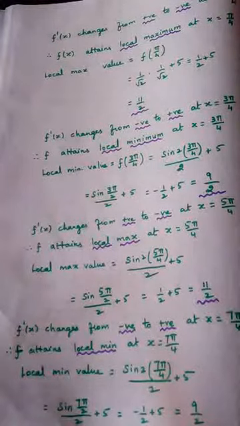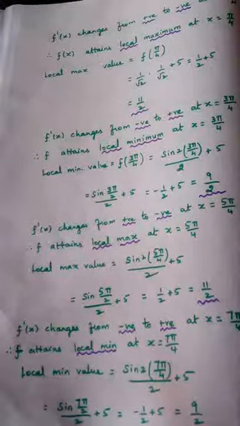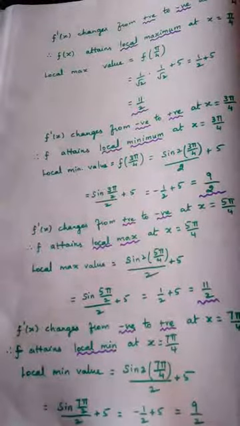Intervals, f dash of x, monotonicity. What sign does f dash of x get in that interval? Positive means strictly increasing, negative means strictly decreasing. So that is called finding intervals of monotonicity.